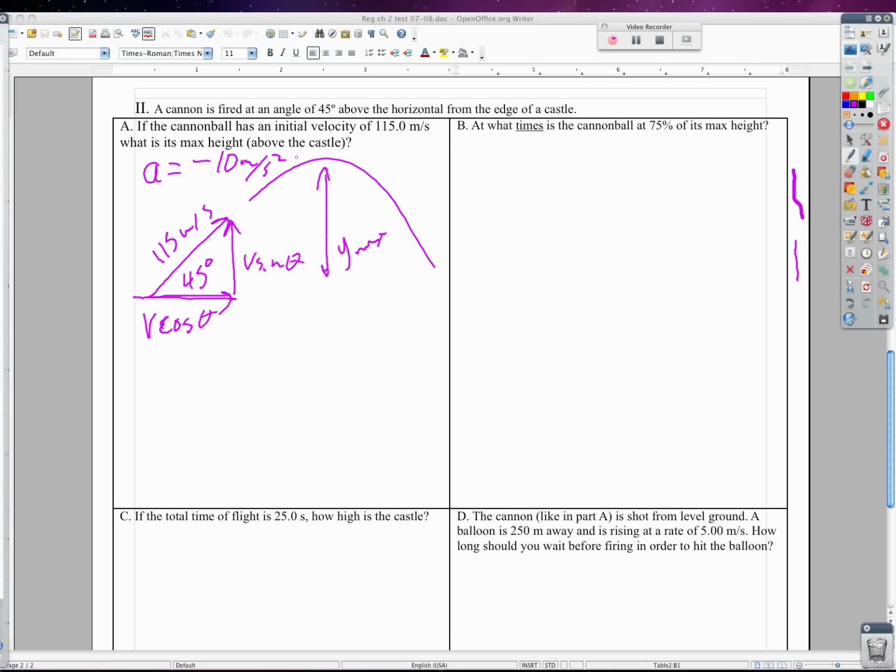So the initial velocity is v sine theta, and I use the equation v squared equals v0 squared plus 2ax. I'm solving for x, so x is equal to v squared minus v0 squared all over 2a. Now we just said v squared was 0, so it's negative v sine theta squared over 2a. Now we plug everything in: negative, 115 times the sine of 45 degrees, squaring that whole thing, dividing by 2 times negative 10.